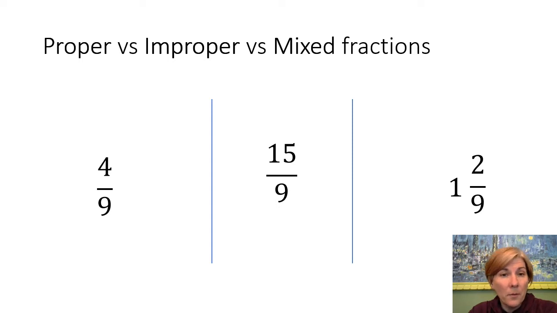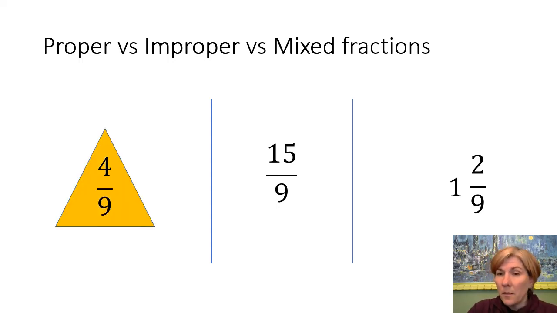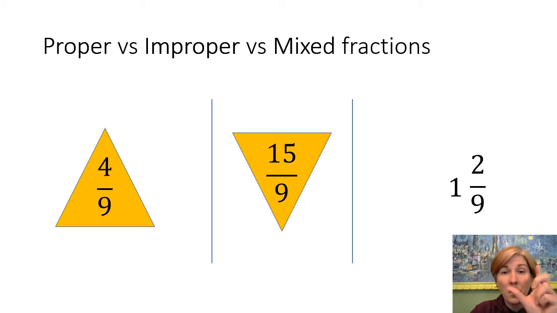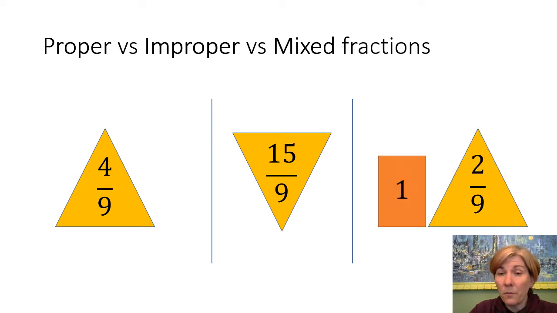So for example, this 4/9, I see that because the top is smaller than the bottom, I see it as a triangle. The one beside it is sort of like an upside down triangle because the number on top is bigger than the number on the bottom. And the last one is sort of two different shapes happening. There's a whole number, and then there's a fraction where, once again, the numerator is smaller than the denominator.